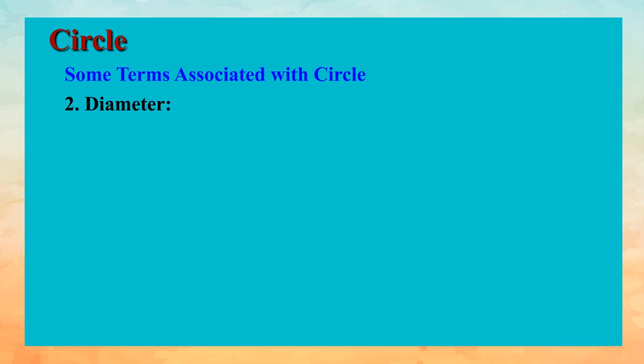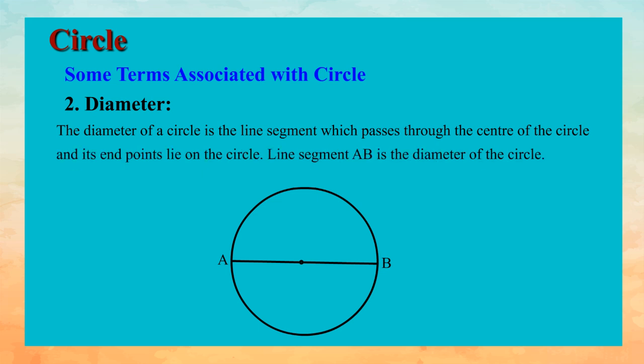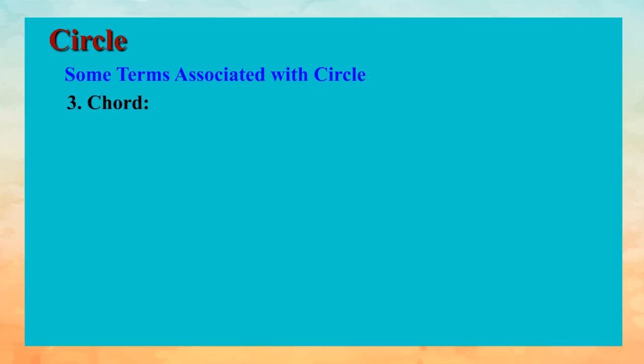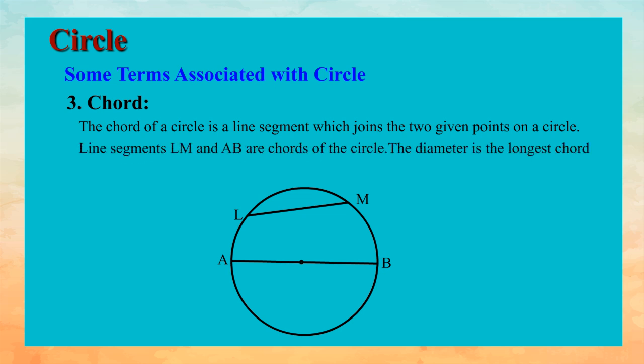2. Diameter. The diameter of a circle is the line segment which passes through the center of the circle and its end points lie on the circle. Line segment AB is the diameter of the circle. 3. Chord. The chord of a circle is a line segment which joins two given points on a circle. Line segments LM and AB are chords of the circle. The diameter is the longest chord of the circle.